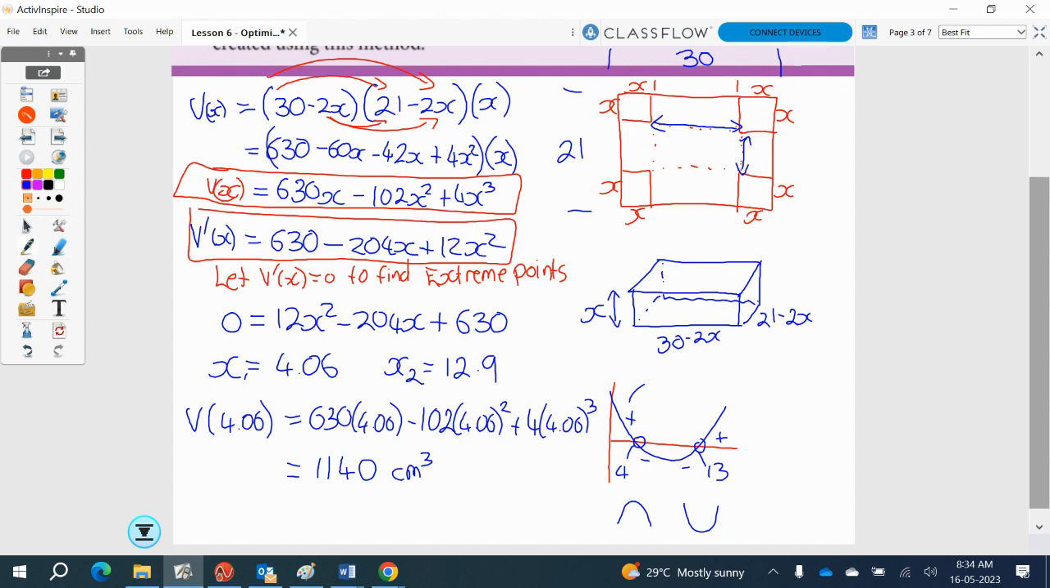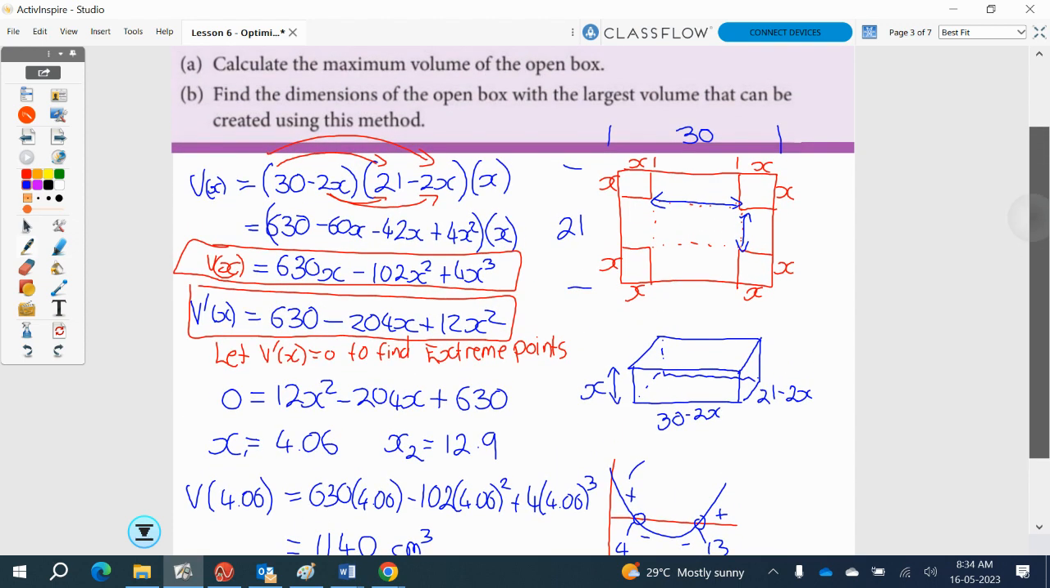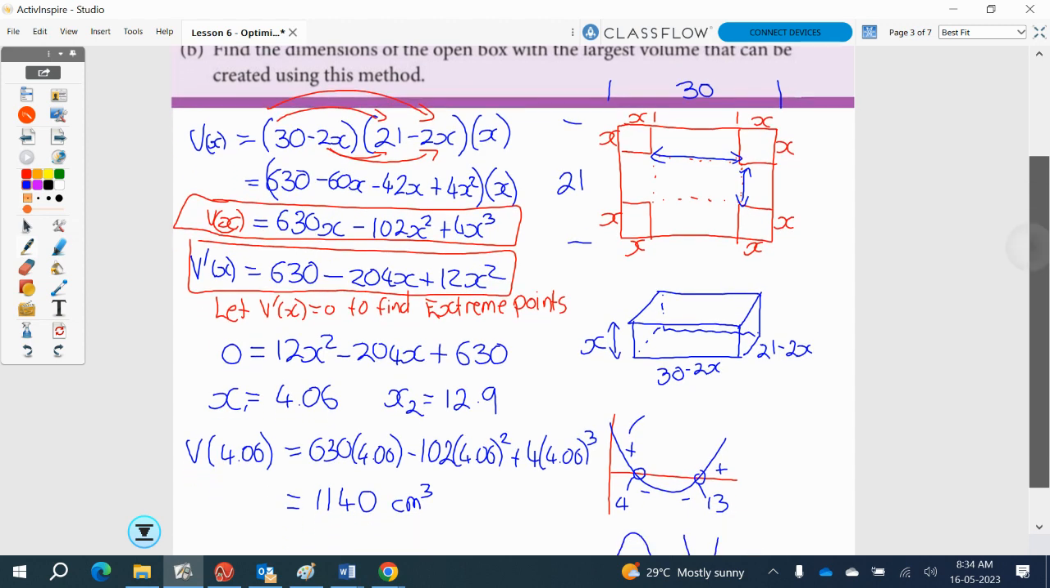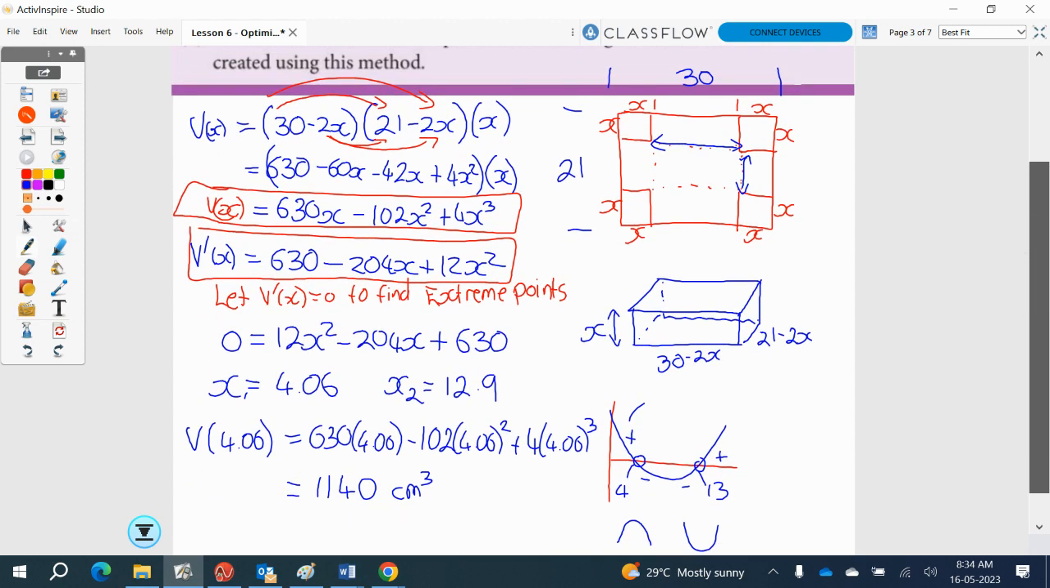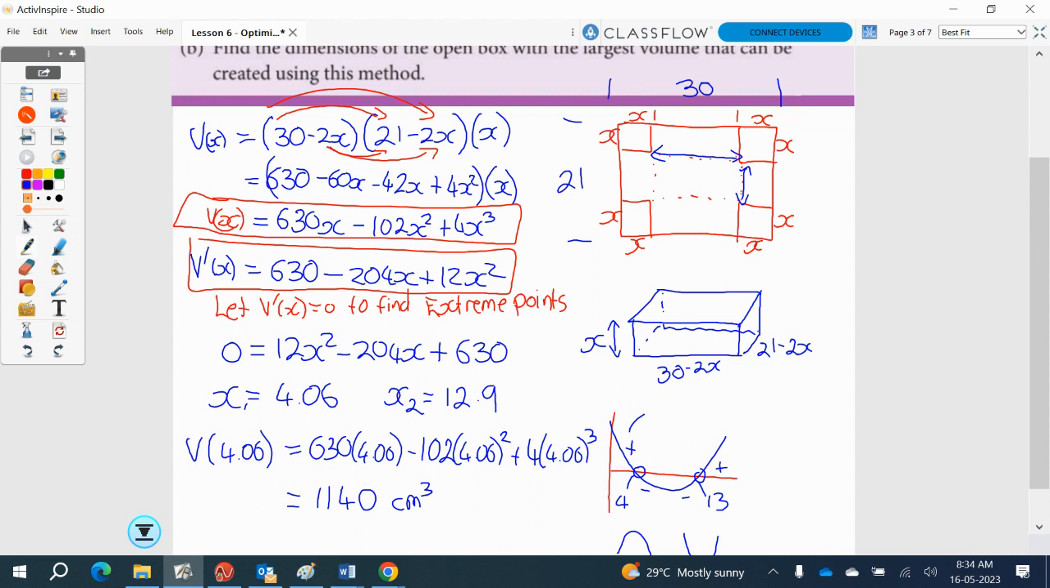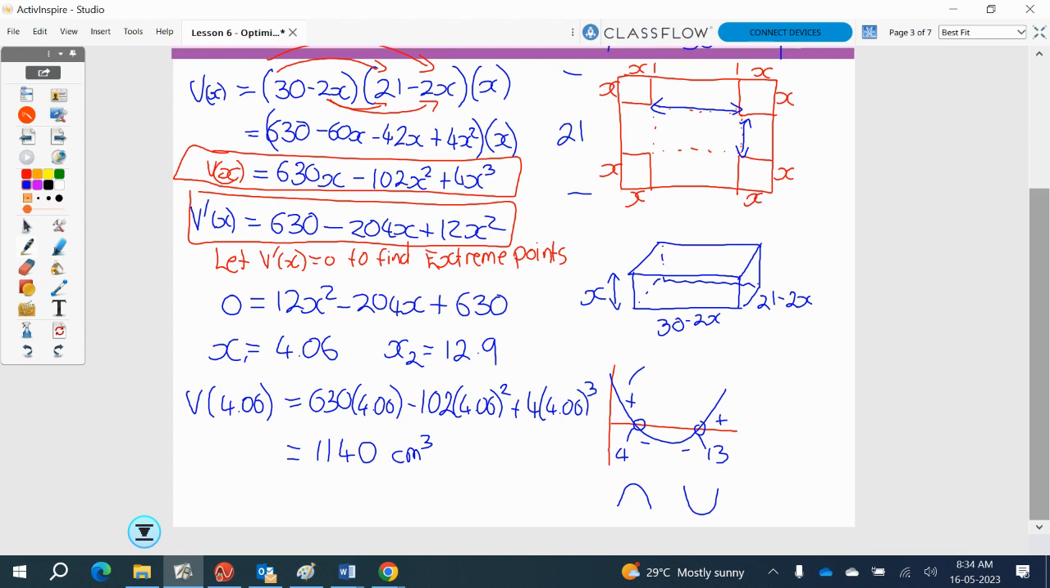Okay. Let's have a look at B. Find the dimensions of the open top box. So we've got 4.06 as X. What does that mean the dimensions are? 4.06 and, that's one of them. So B: 4.06 by, what's the other dimension?